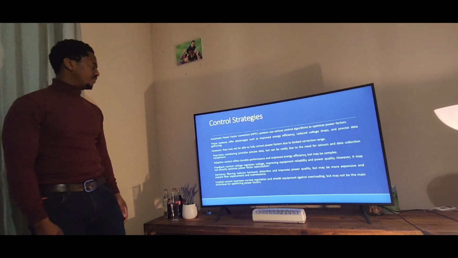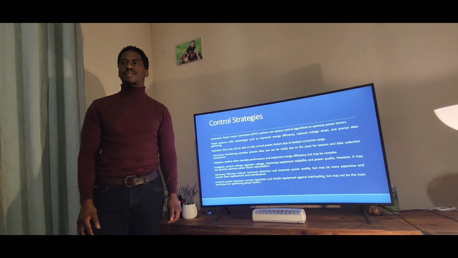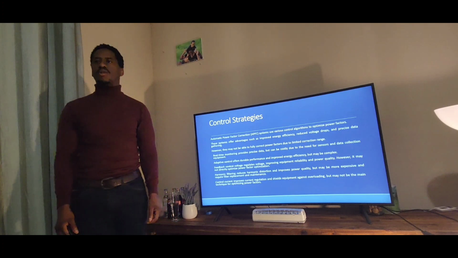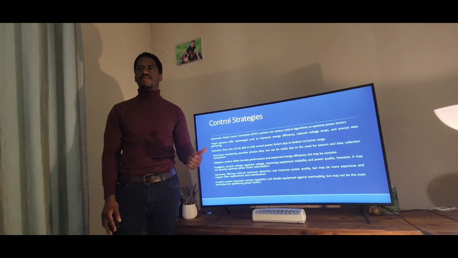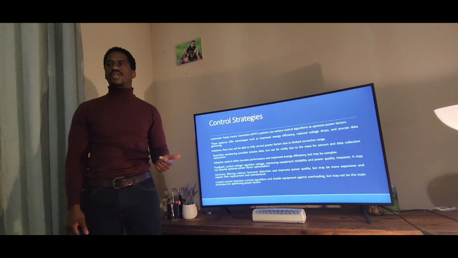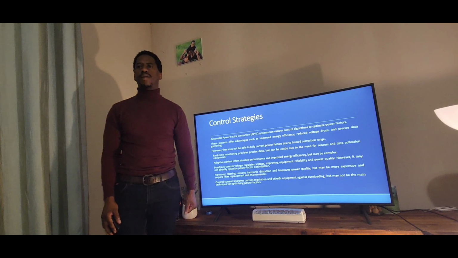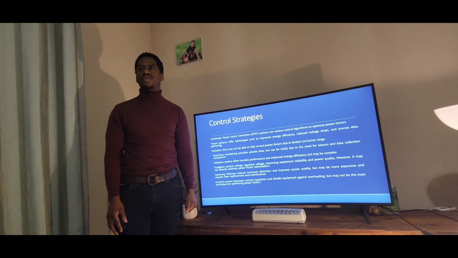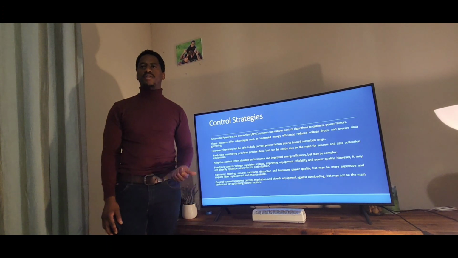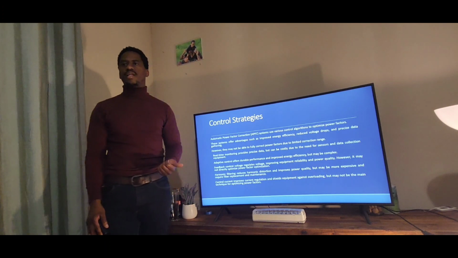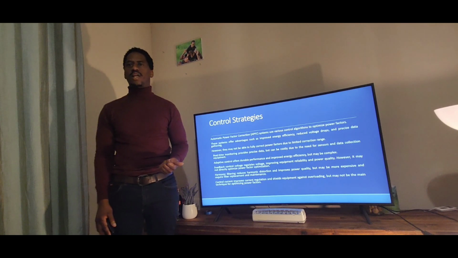Control strategies. Automatic power factor corrector systems use various control algorithms to optimize power factor. The systems offer advantages such as improved energy efficiency, reduced voltage drops, and precise data gathering. However, they may not be able to correct power factor due to limited correction range. Real-time monitoring provides precise data, but can be costly due to the need for sensors and data collection equipment.